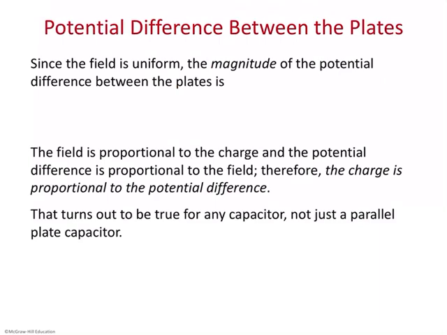All right. So, potential difference between the plates. Obviously if you've got these two parallel plates, one positive, one negative, there's going to be a potential difference between them. There's going to be a voltage. And so the voltage is equal to the electric field times the distance between the plates.